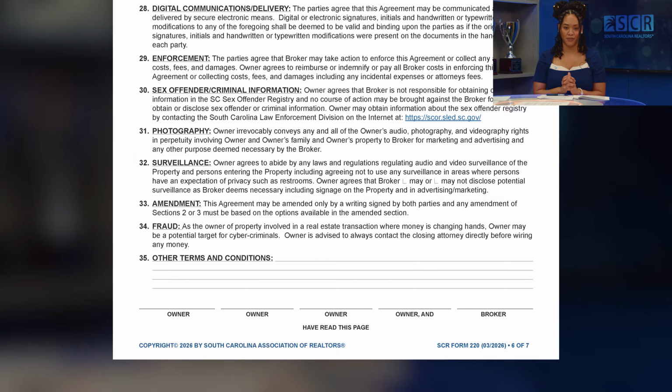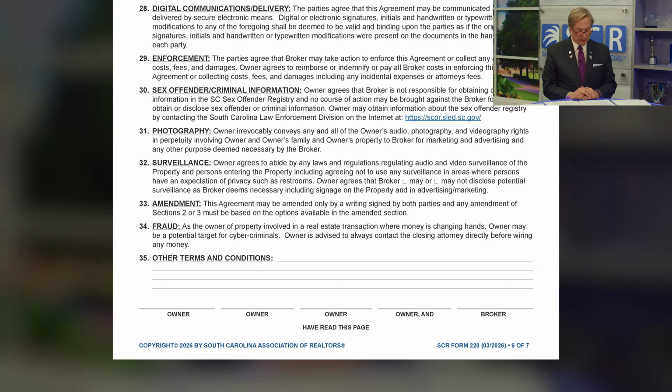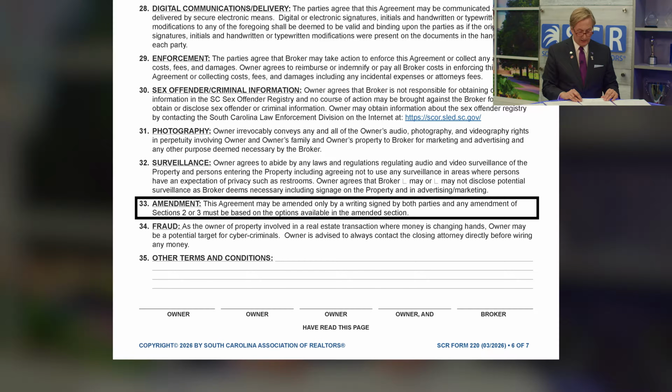Section 33 is talking about any amendments going to be in writing and properly executed by the parties to be enforceable.